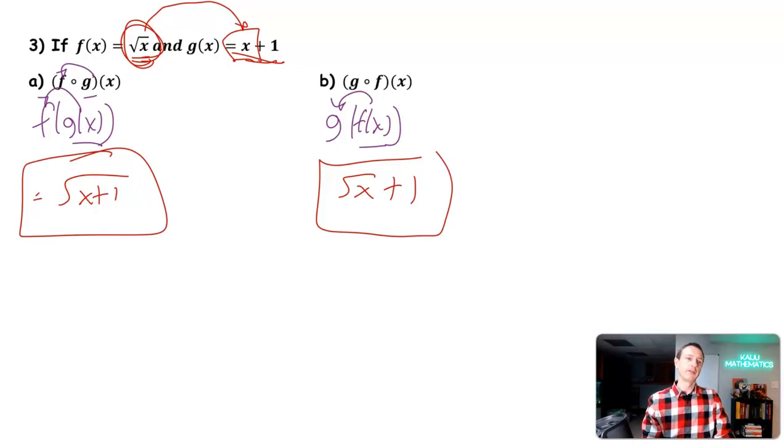Composition of functions. There it is. It could get pretty crazy at times, but these were a little bit more manageable situations. It can get pretty complicated when you're really getting into some crazy f of x and g of x functions.